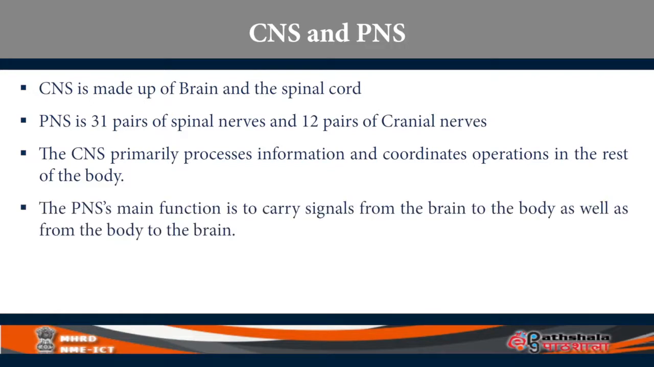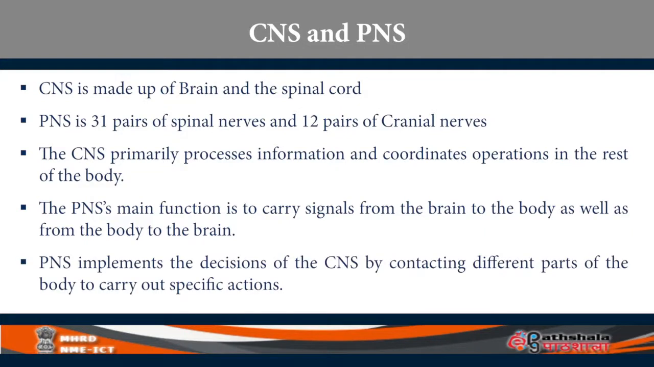The peripheral nervous system's function is to carry signals from the brain to the body as well as body to the brain. So basically, peripheral nervous system implements the decisions made by the central nervous system by contacting different parts of the body to carry out specific functions. And of course, the function we are going to concentrate on is speech and language, but one is also talking about running and moving and writing and reading and various functions.